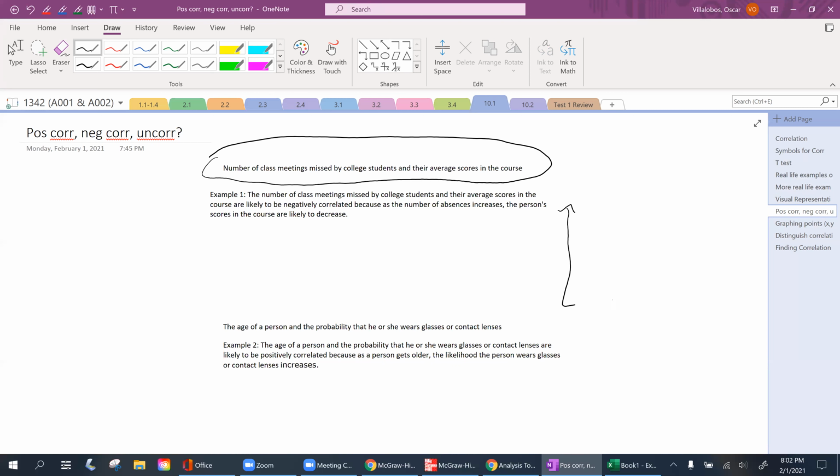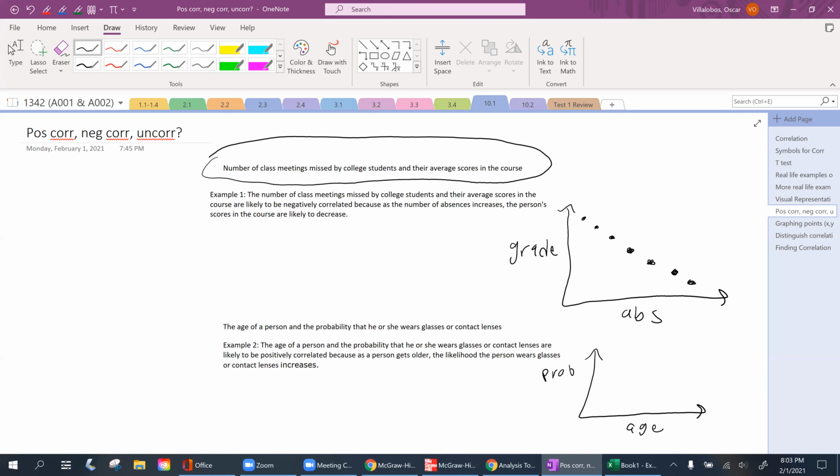Because that means the more you miss class, what can we assume? That your grades are going to drop. Okay, what about this one? What about the age of a person and the probability that he or she wears glasses or contact lenses? It wouldn't be a negative correlation like the one that we saw. It'll be a positive correlation.